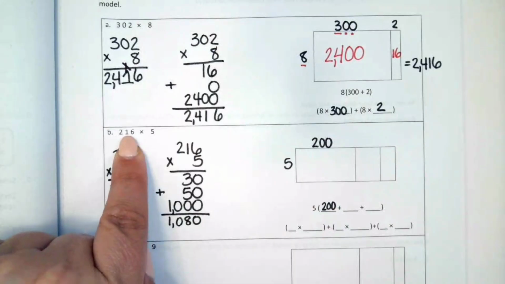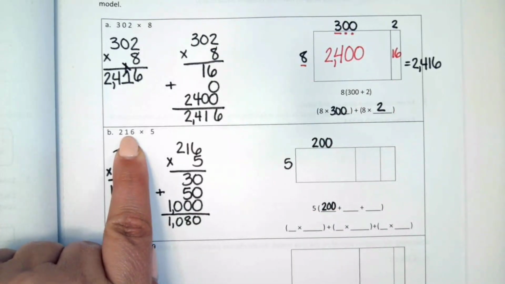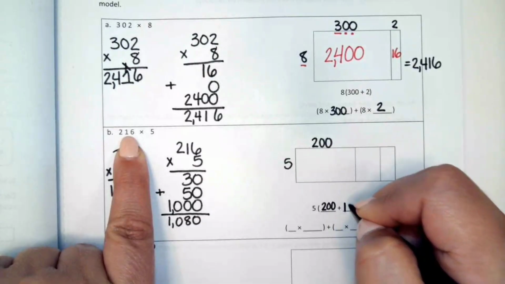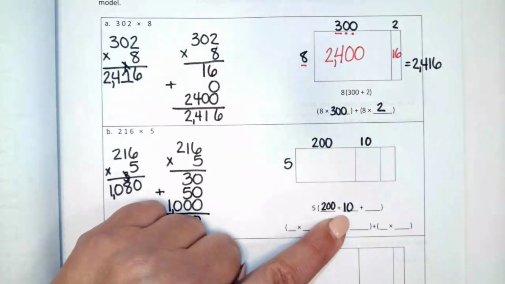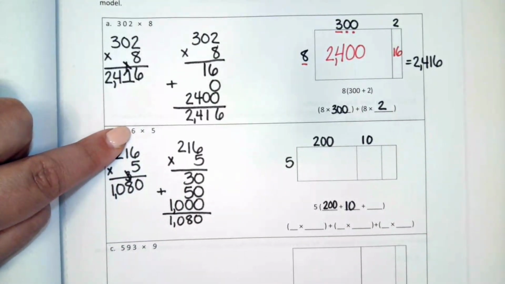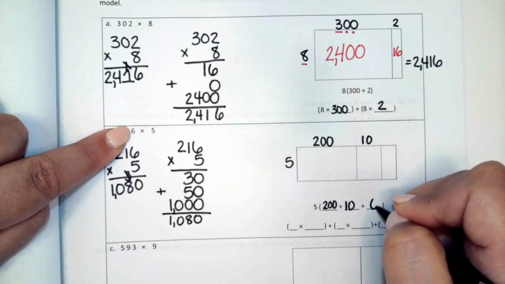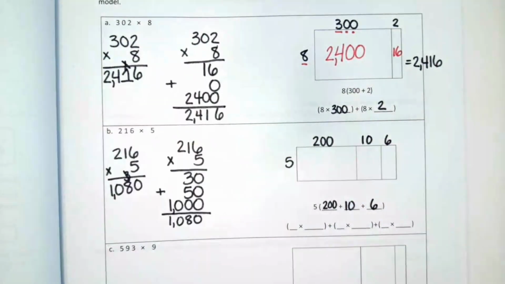Then the value of the tens place. The 1 ten, what is its value? 10. That can go here on the expression, and it goes here on top of the second box. Then the ones digit, 6 ones, the value is 6. Write it here on the expression and on top of the third box.